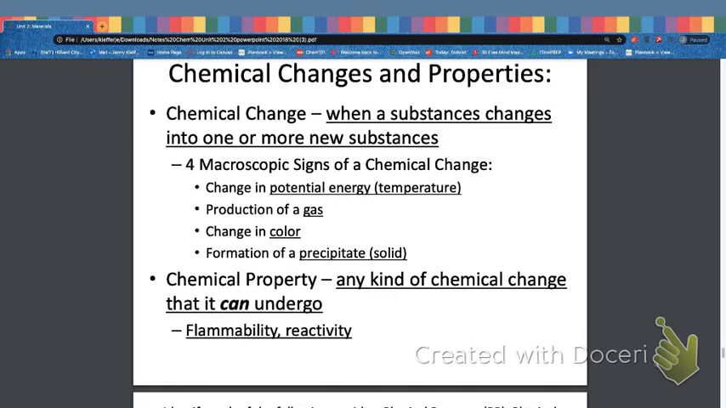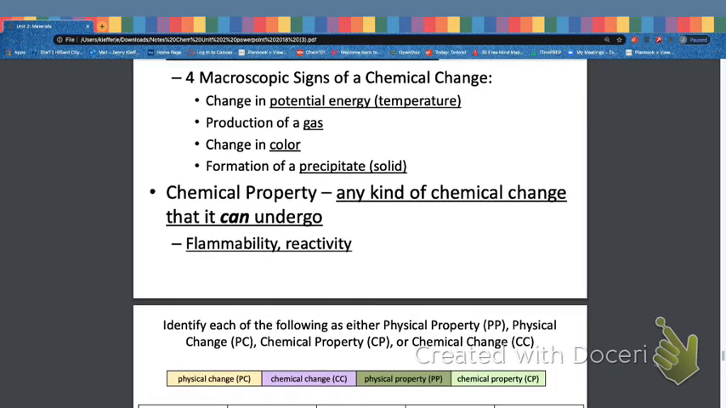Okay, so if you look in your notes, there's a little table there, and we have a color code. So the yellow stands for a physical change. You can either use the colors or you can just use the abbreviations. Physical change is PC, chemical change is CC, physical property is PP, and chemical property is CP. So if you would read through those examples and see if you can classify those. And I'll just give you a couple minutes.